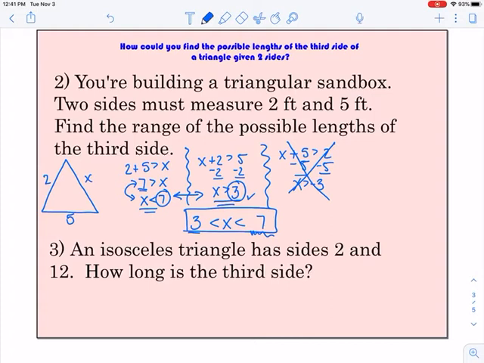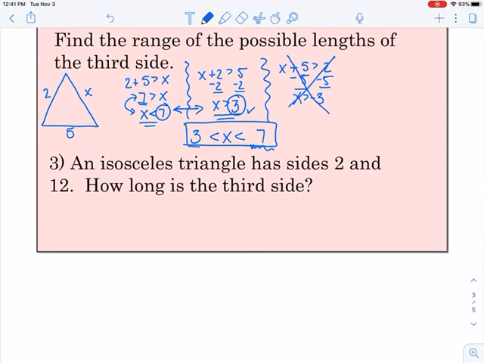Okay, and then for number 3, we're going to have the same thing here. An isosceles triangle has sides 2 and 12, and we want to know how long the third side can be. So again, draw a picture of what's going on here. I have an isosceles triangle with sides 2 and 12, and I want to find my third side. Now here's something that you have to know. An isosceles triangle has two congruent sides. So there's only one option here. X either has to be 2 or x has to be 12. There is no other option, again, because it's isosceles.